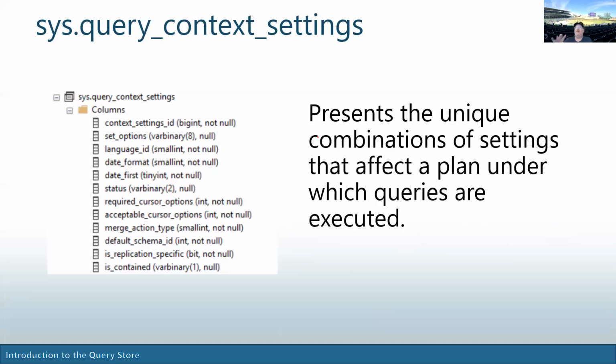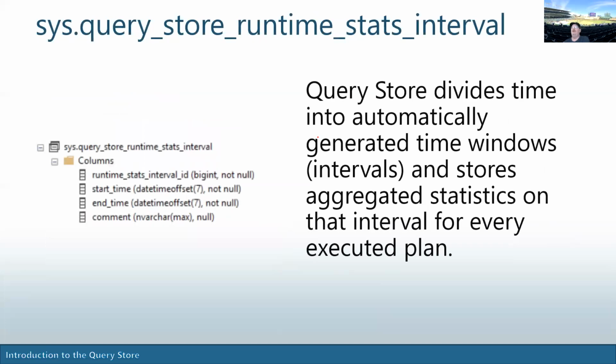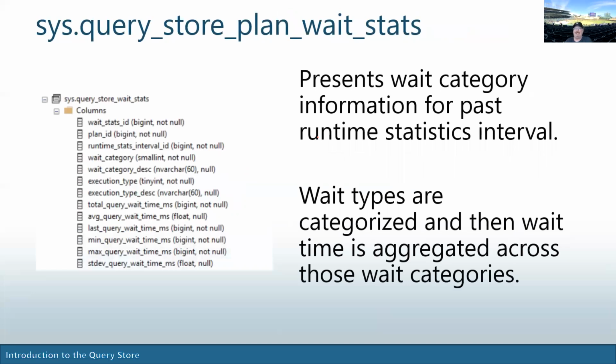These first four are to get the information from the actual query plans and execution context. And then the last three are to get the runtime stat intervals. If you want to get the standard deviation for the duration or average CPU time, you can use runtime stats. Stats interval is just the start and end time between how often. So if I set it to aggregate every 15 minutes, this will have the start and end time every 15 minutes for the data that was captured. And then the final one is for wait stats.